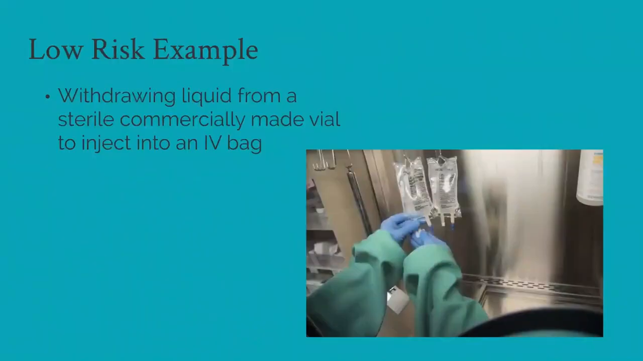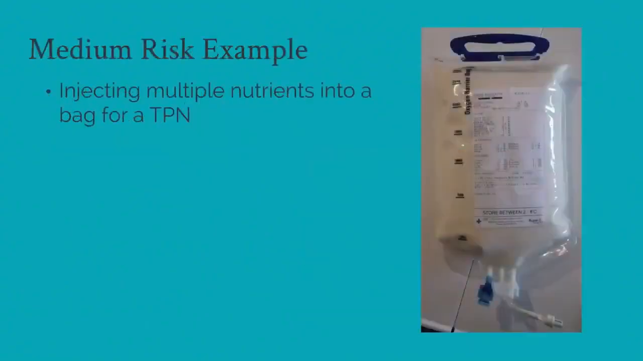First, we have our low-risk example. This would be withdrawing liquid from a sterile commercially made vial to inject into an IV bag. So you're sticking the vial once to draw the liquid up and then sticking the bag once to inject it into the bag. So a total of only 2 manipulations and 2 products. Then we have a medium risk example, which could be injecting multiple nutrients into a bag for a TPN, that total parenteral nutrition like we talked about earlier. So you may have a bag and you inject like 5, 6, 7, 8 things into it so that the patient has all of their nutrition in one bag.